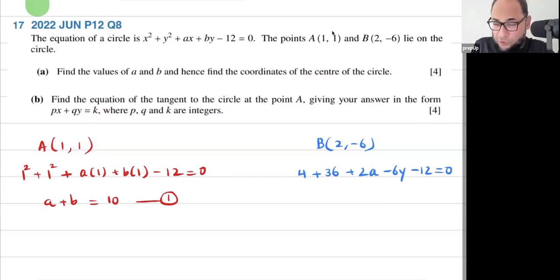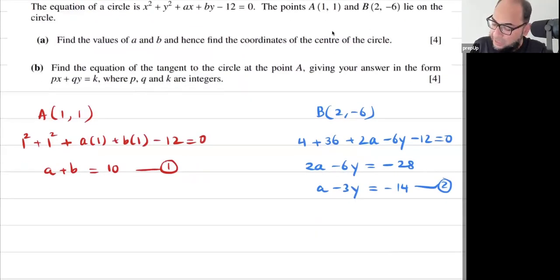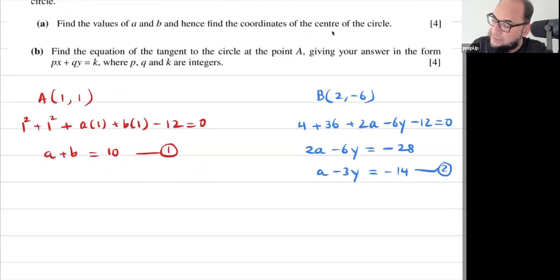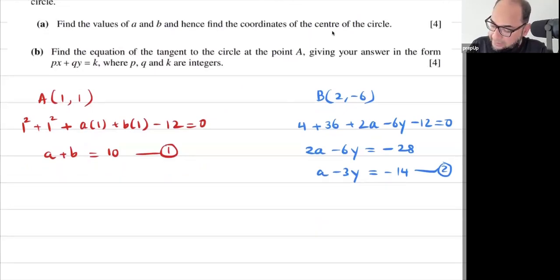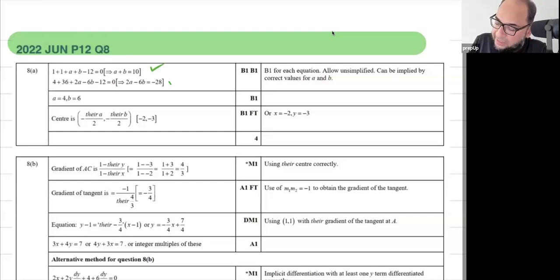4 plus 36 is 40. And 40 minus 12 is 28. So 2a minus 6b is equal to negative 28. And a minus 3b is equal to negative 14. This is equation number 2. Let me just check the working. a plus b is 10. a minus 3b is negative 14. So a plus b is 10, 2a minus 6b is negative 28.